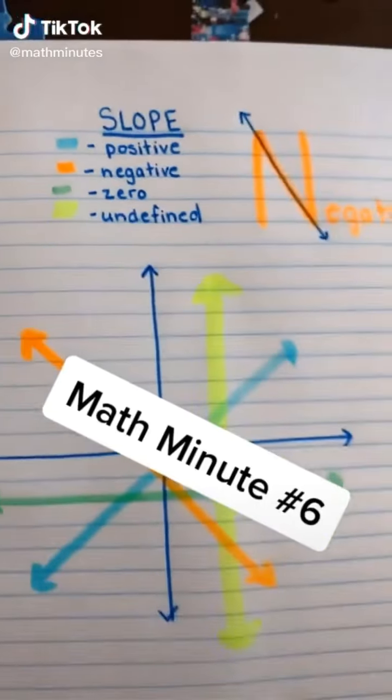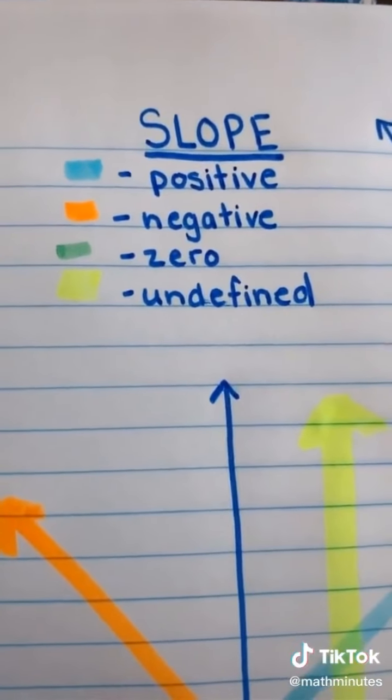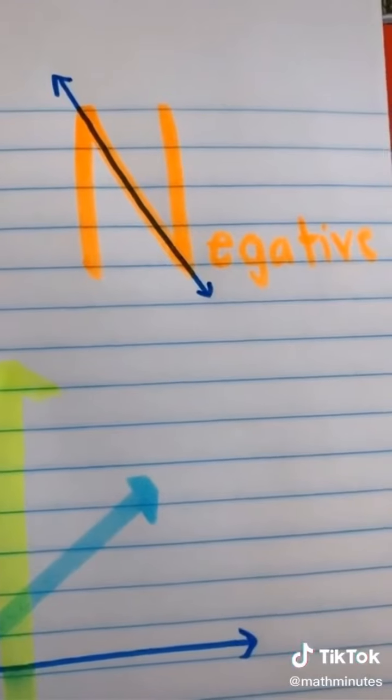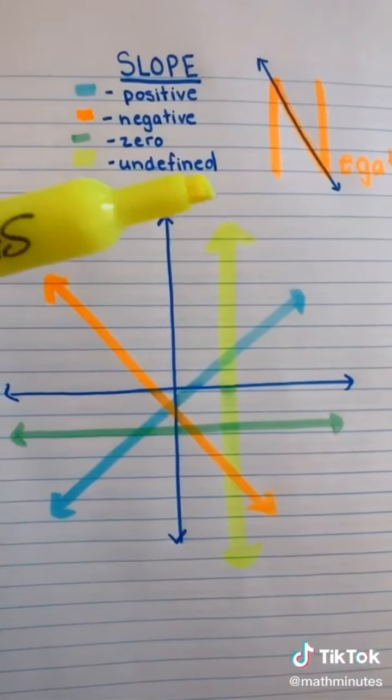Here's your math minute number 6. Slope can be positive, negative, 0, or undefined. If you can remember this trick, you can classify any slope. Look at the n in negative. That's a negative slope. Positive would go in the opposite direction. Slope is 0, doesn't go up or down. The only one we have left is undefined.